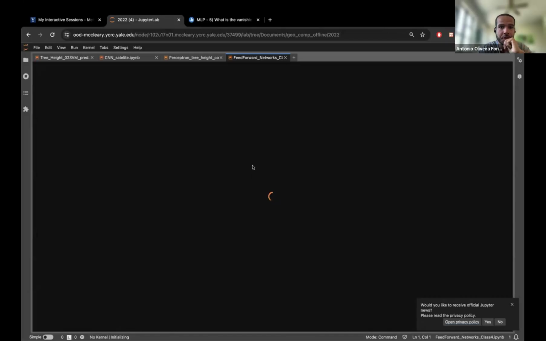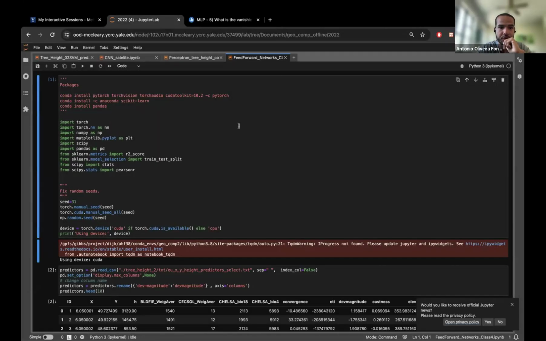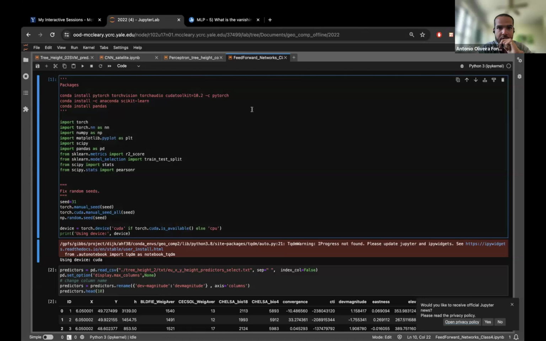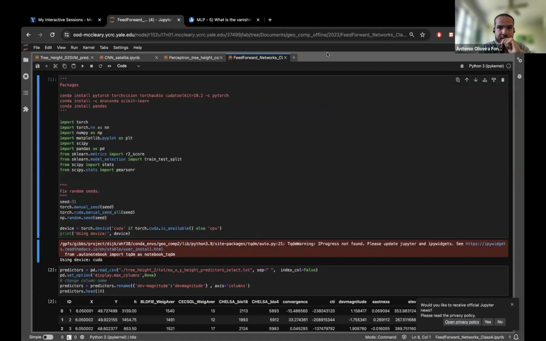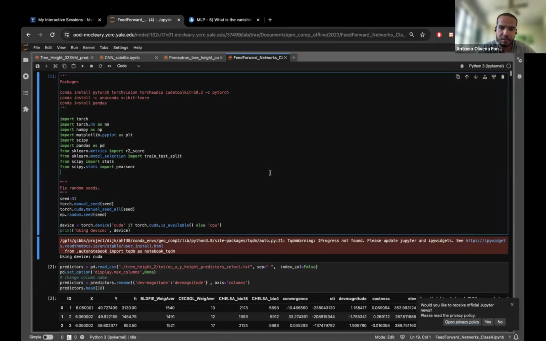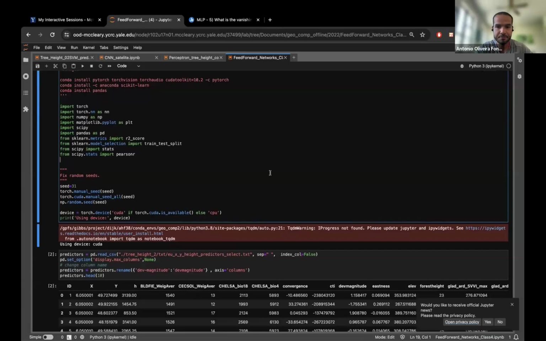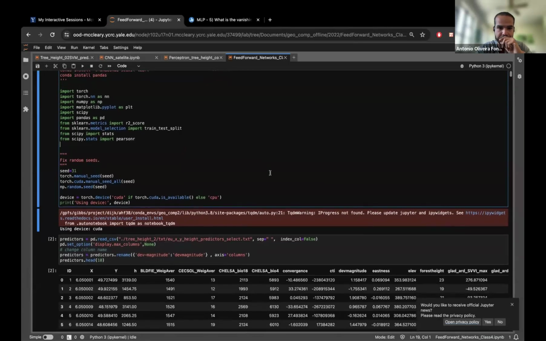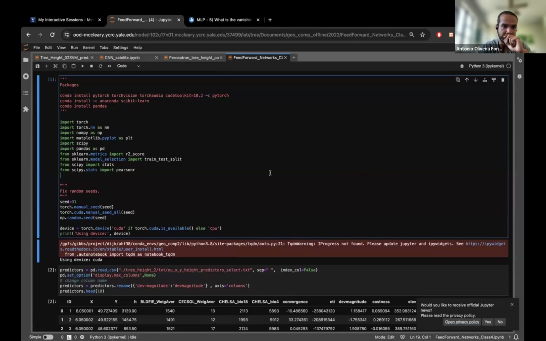If not, we're going to start with this notebook that you should see named Fit Networks, probably class 5. I think that's the name of this notebook. Did you guys find it there? Okay, great. So let's get started.